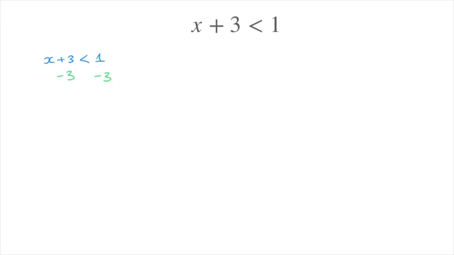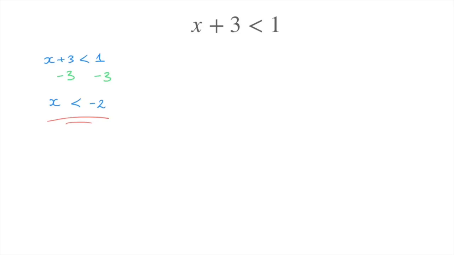Now on the left-hand side, we have x plus 3 minus 3, which leaves us with x. On the right-hand side, however, we have 1 minus 3, which is negative 2. And that's the answer. We've just solved this inequality. And this solution is telling us that if x is less than negative 2, then x plus 3 will be less than 1.